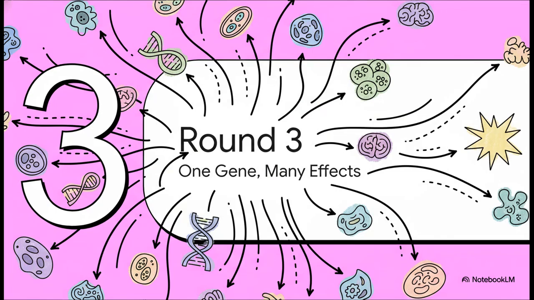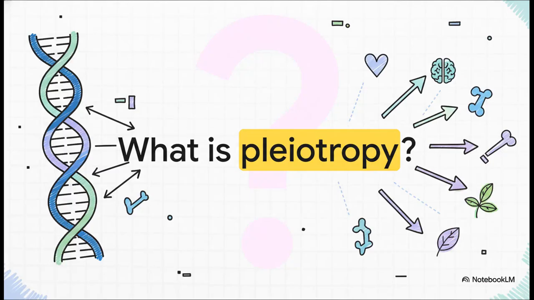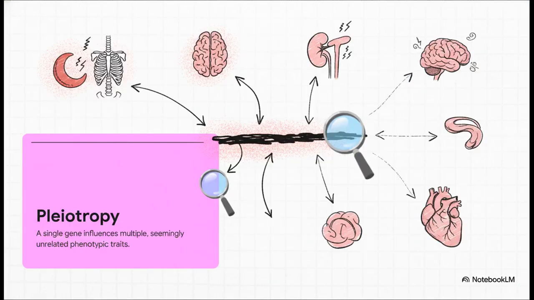And here we are, our final round. One gene, many effects. Now we're looking at single genes that don't just do one thing, they have these massive, widespread impacts on an entire organism. This next one is a really powerful idea in genetics. The question is, what is pleiotropy? You've got 5 seconds.